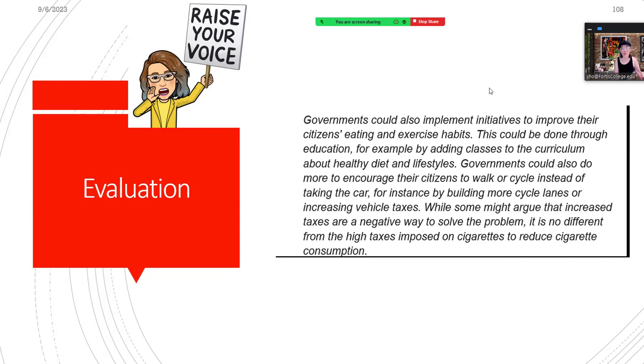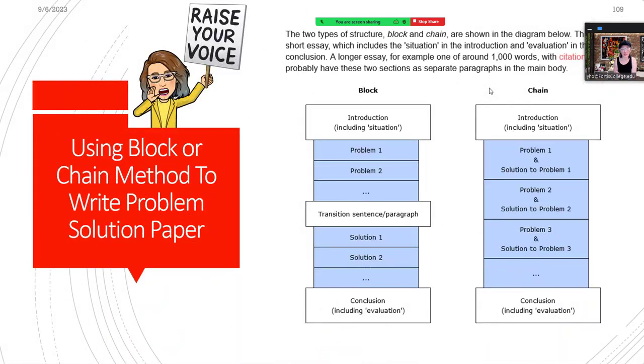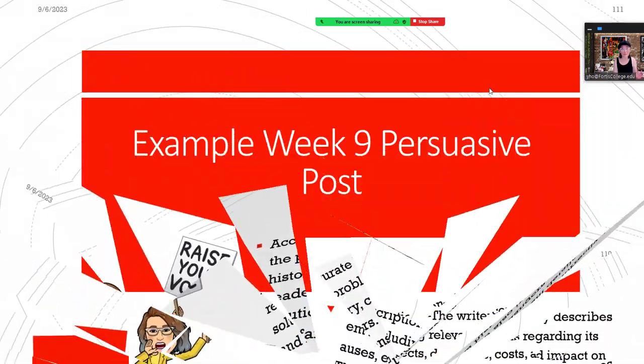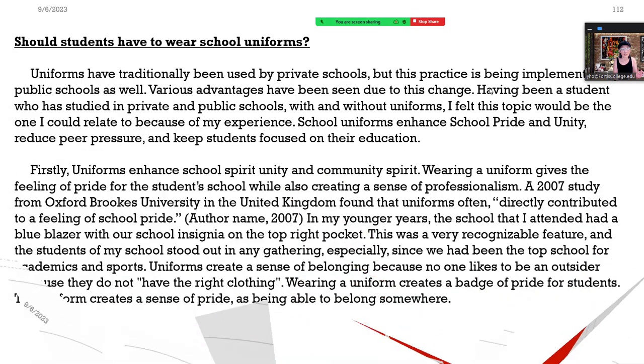And then the governments should also implement initiatives to improve everyone's eating. This could be done through education by adding classes to the curriculum about healthy diet and lifestyles. Governments could also do more to encourage their citizens to walk or cycle instead of taking the car, for instance, by building more cycle lanes or increasing vehicle taxes. And then these are different ways in which you can write your problem solution paper. And that's it. Okay, so here is an example of a person's essay, should students have to wear school uniforms.